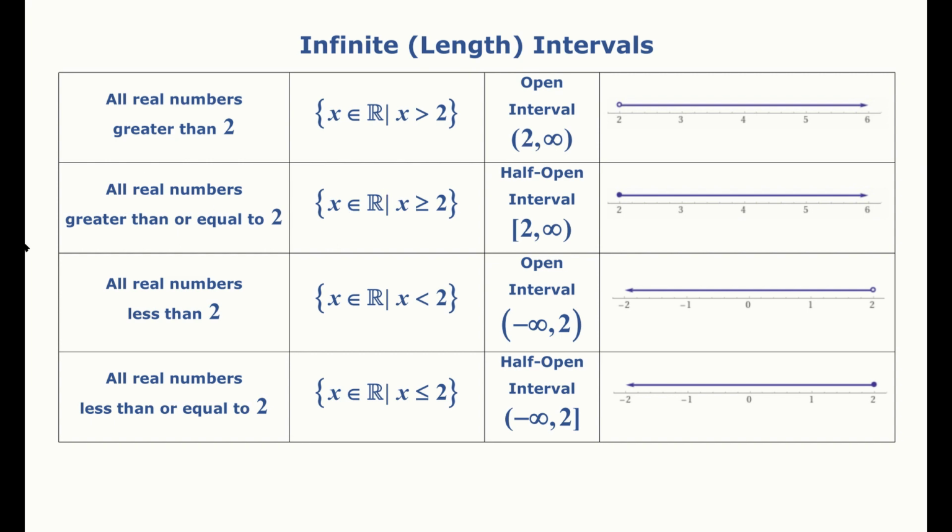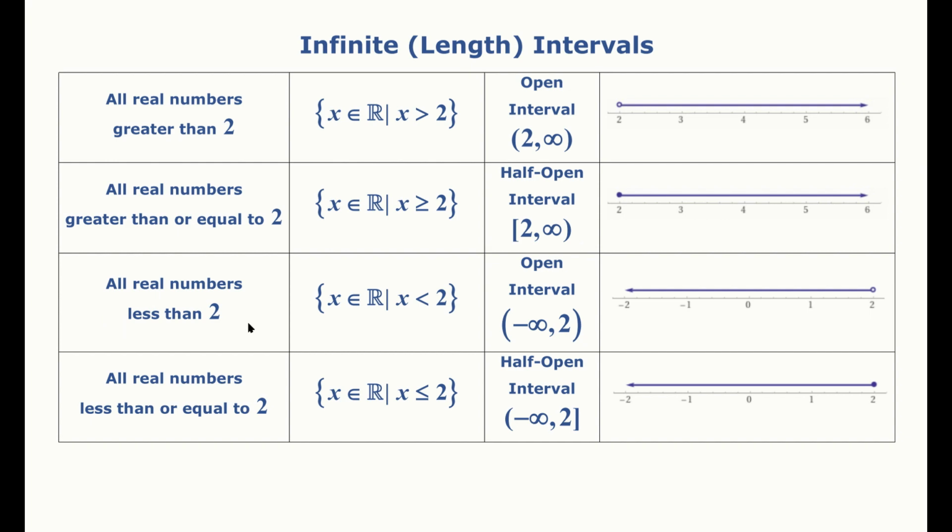All real numbers greater than or equal to 2. Of course, in set builder notation, it'll be all x belonging to R such that x is greater than or equal to 2. So here, the beginning point is 2, and it's included. So bracket 2, comma, there is no end, so comma infinity, and of course parenthesis. This would be a half open interval.